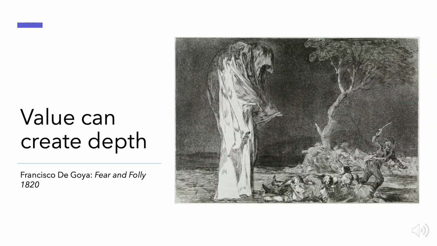Value can create depth. In this print by Francisco de Goya, we see that the objects, such as the figure of death, are closest to the viewer and are portrayed in a white or light value, while the value gradually gets darker as it recedes into the background. This gives the illusion of space on a two-dimensional surface.